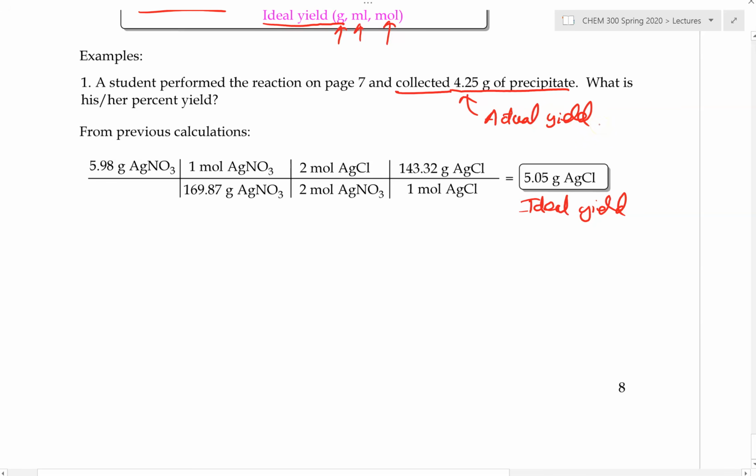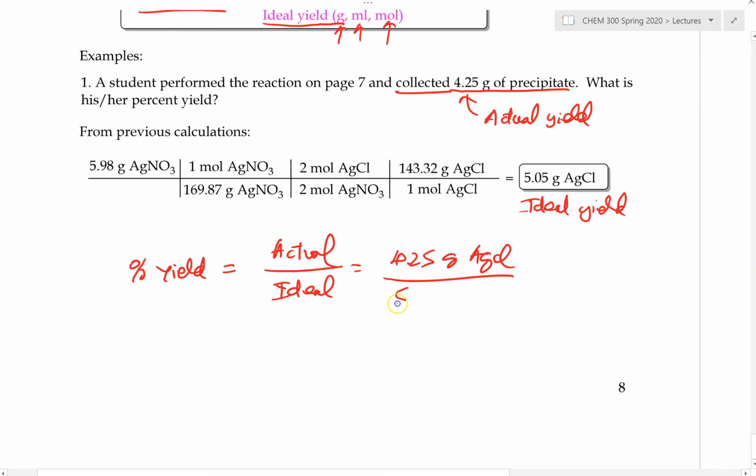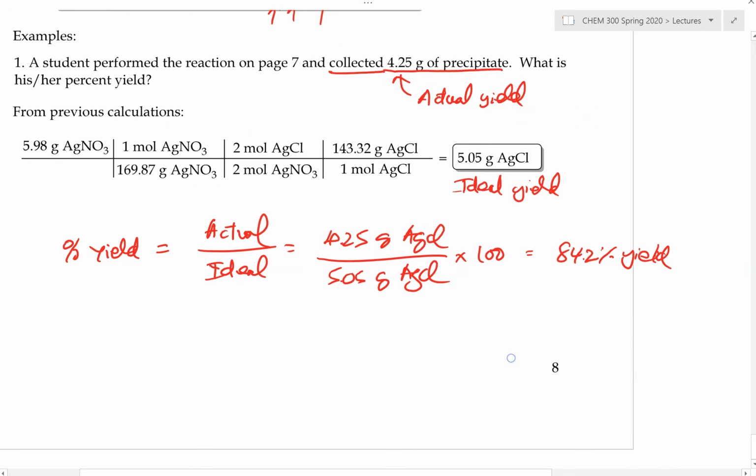The question is asking for the percent yield. We saw earlier that the percent yield is equal to the actual yield over the ideal yield. Here, the actual yield is 4.25 grams of silver chloride and the ideal yield is 5.05 grams of silver chloride, multiplied by 100. So this reaction has an 84.2% yield. That's how we calculate the percent yield of this reaction.